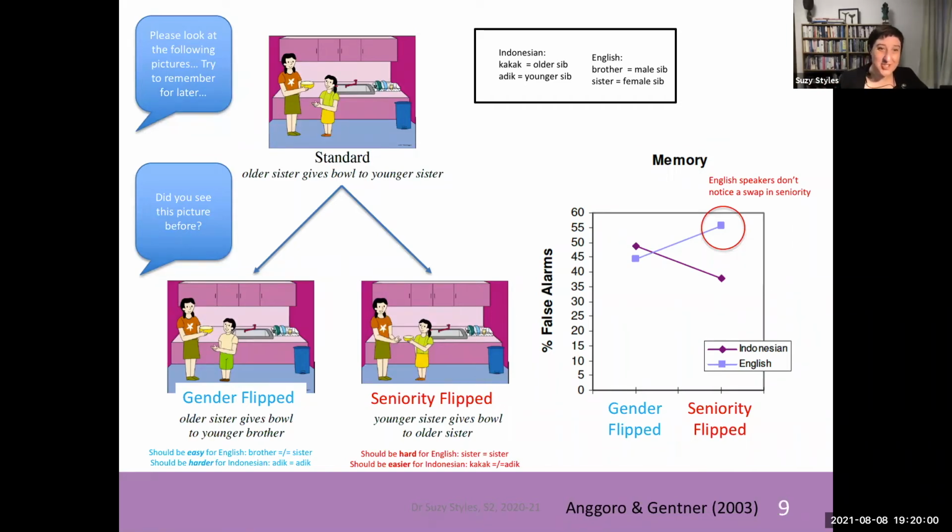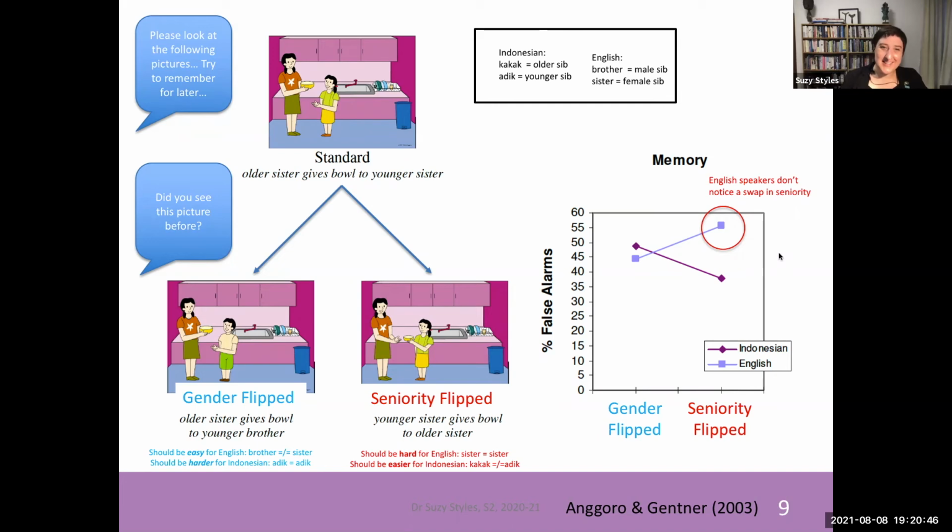So here we can see a gender flipped example where the older sister gives the bowl to a younger brother instead of a younger sister, and a seniority variant on the right where the younger sister gives a bowl to the older sister. So the inversion of seniority roles. Now, what we can see is, given the structural differences in kinship terminology between these two languages, we should predict that one of these two scenes will be easier to detect for speakers of different languages. And what I mean by easier to detect is how easy it is for you to pick out that this is not an image that you saw before.